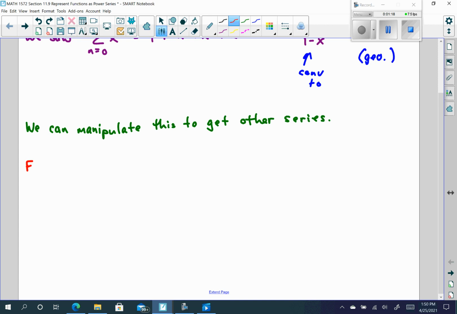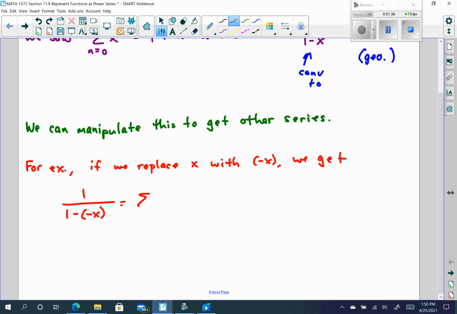For example, if we replace x with the opposite of x, we would end up getting 1 over 1 minus the opposite of x, which turns into the sum as n goes from 0 to infinity of the opposite of x to the nth power. And then I could simplify the left side here. This becomes 1 over 1 plus x.